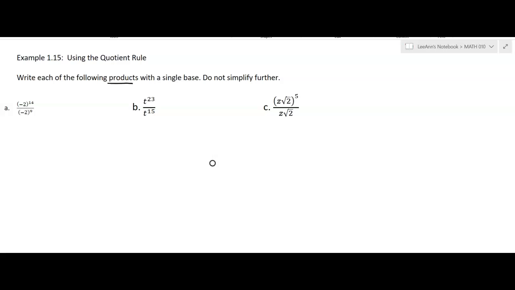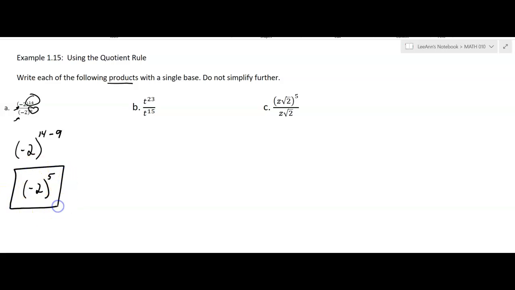All right, so on A here, you have a base of -2. They're both -2. And then you have an exponent of 14 and an exponent of 9. So it's going to be -2. Now you could write this out as 14 minus 9 and then do the subtraction on the next step. But it's going to be -2 to the 5th power. And we're not going to multiply it out. It would be -32, but we'll just be happy with that.